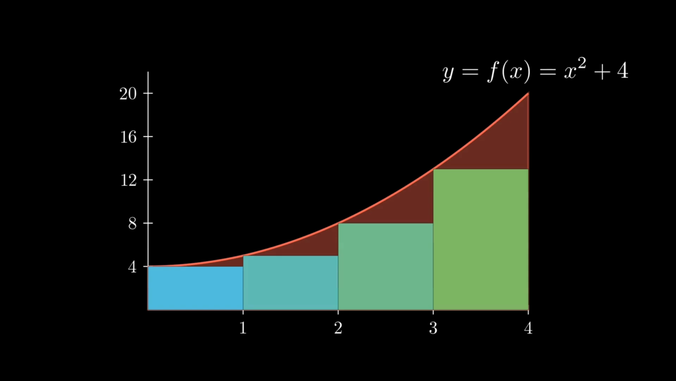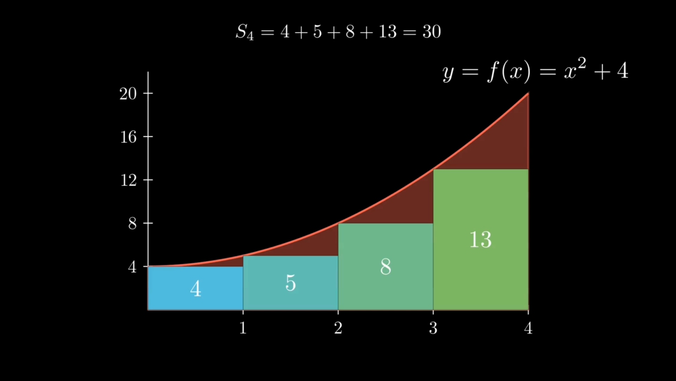We can easily calculate the other side for each rectangle by substituting the x-coordinate to find y. For the first rectangle, when x equals 0, y equals 0 squared plus 4, which is just 4. So the area of the first rectangle is 1 times 4, which equals 4 square units. Similarly, we have the area of the second rectangle as 5 square units, the third as 8 square units, and the fourth as 13 square units. I'll call S4 the total area when dividing this shape into 4 rectangles. We have the total area S4 equal to 30 square units.